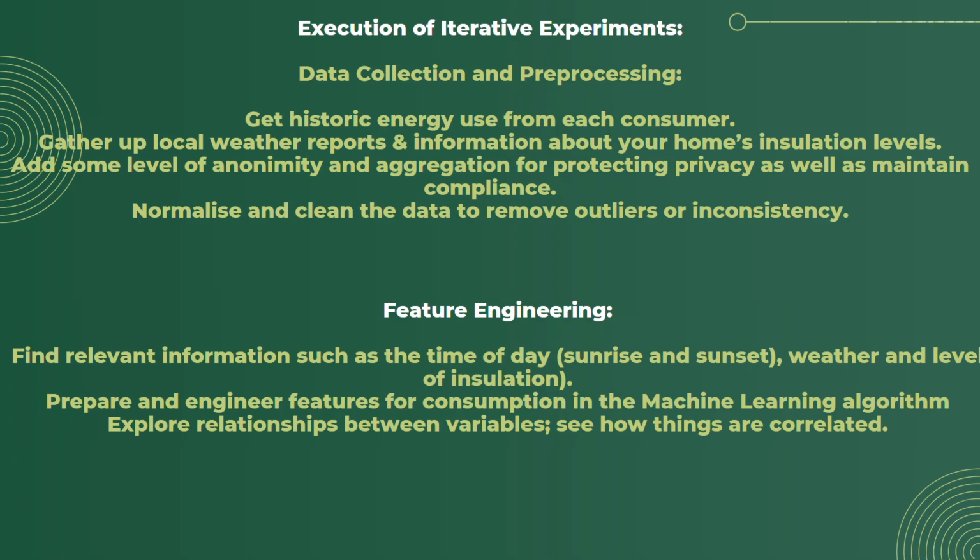Get historic energy use from each customer, gather local weather reports and information about home insulation level, and add some level of anonymity and aggregation for protecting privacy as well as maintaining compliance. Normalize and clean the data to remove outliers and inconsistency. And feature engineering: find relevant information such as time of day, sunrise and sunset, weather, and level of insulation. Prepare engineered features for consumption in a machine learning algorithm. Explore relationships between variables and see how things are correlated.